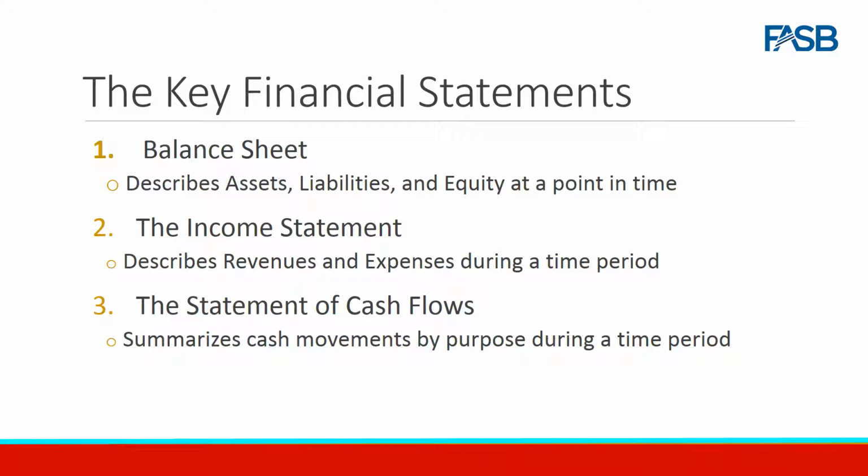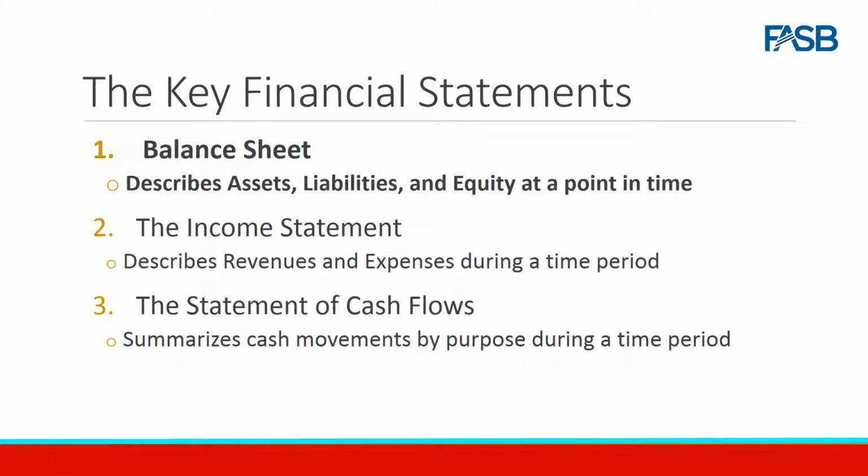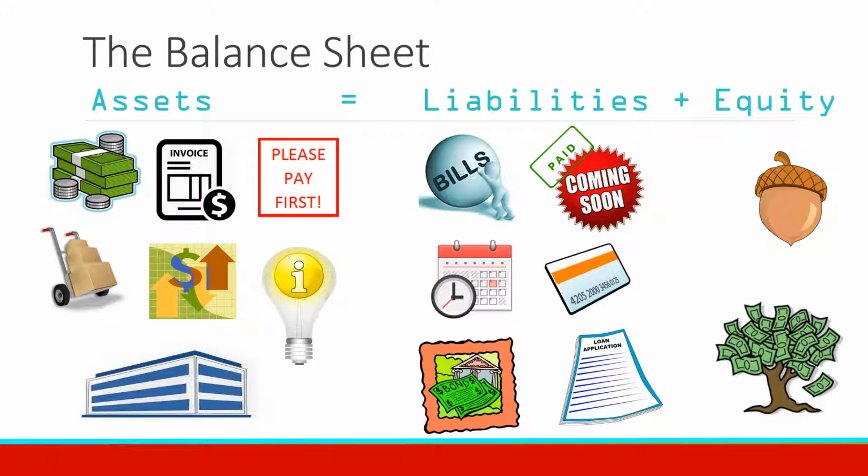There are three key financial statements that most firms produce. The first is the balance sheet, the second is the income statement, and the third is the cash flow statement. In our first video, we looked at the balance sheet. The balance sheet's goal is to describe the assets, the liabilities, and the equity of the firm at a particular point in time. The balance sheet is structured based on a particular equation. Assets are depicted on one side, and they must total and equal the sum of the liabilities plus the equity.